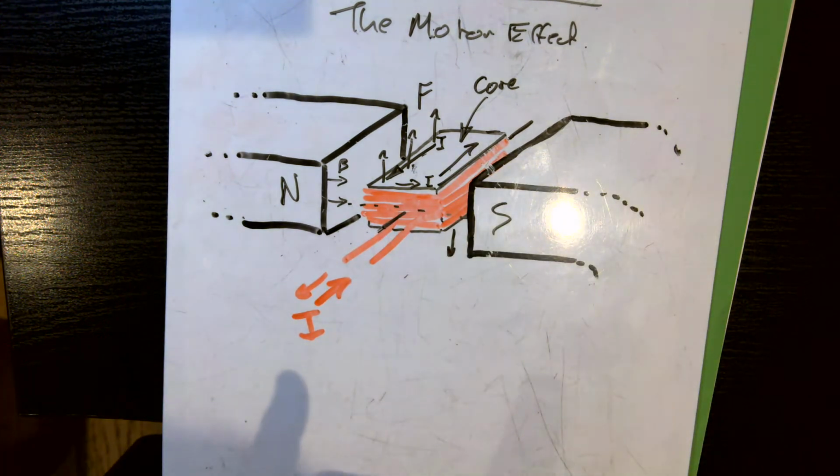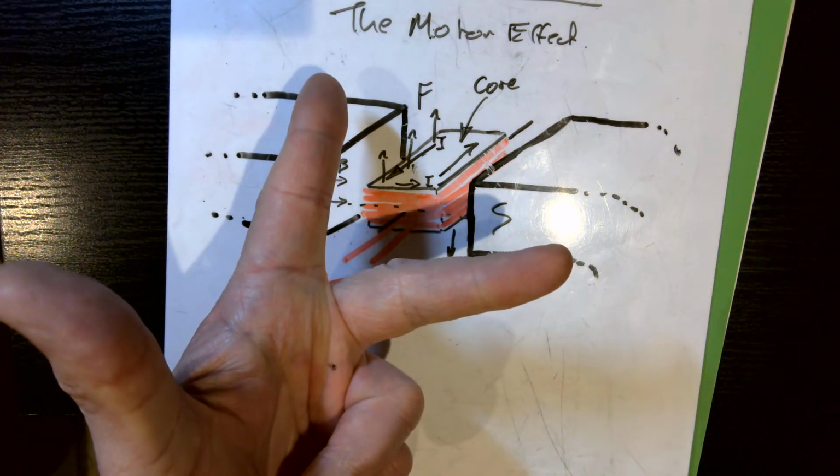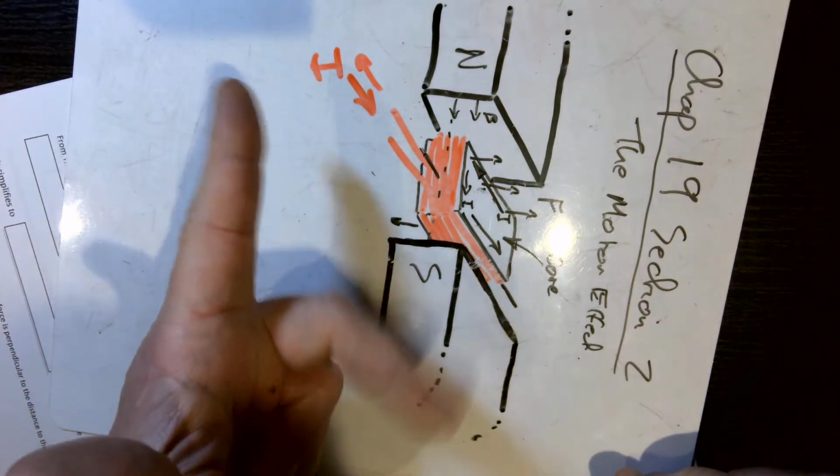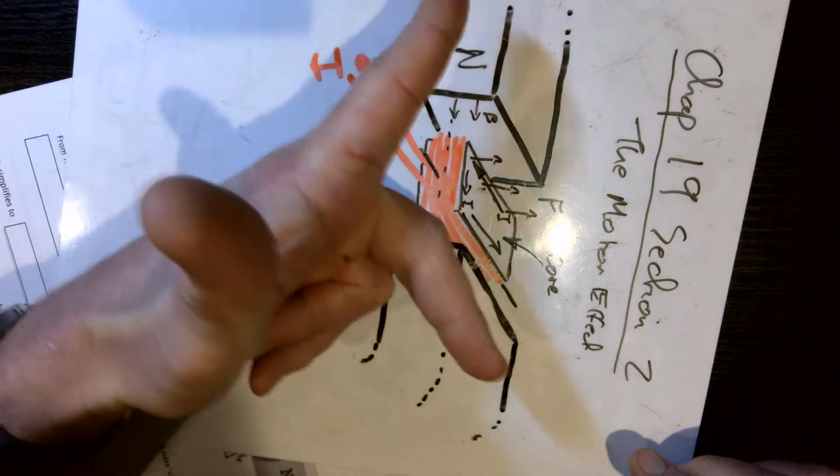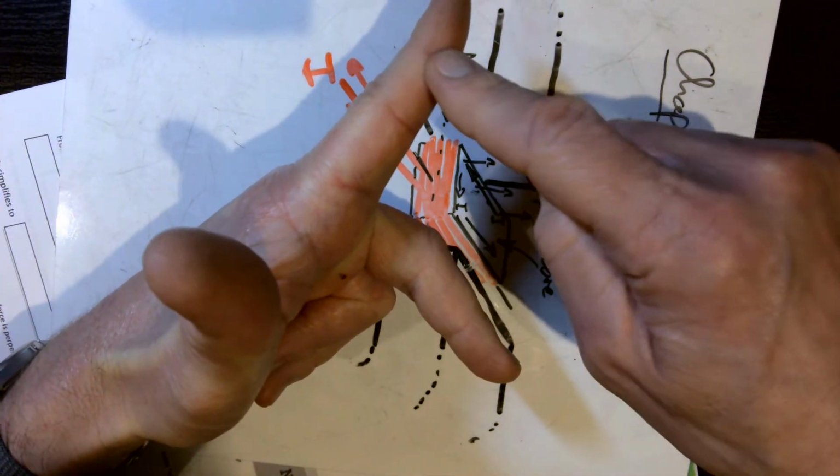So if I check that again, this is going to be awkward. I'm definitely going to move it around. My second finger is going in the direction of the current. My first is in the wrong direction, so I'm going to have to change that.